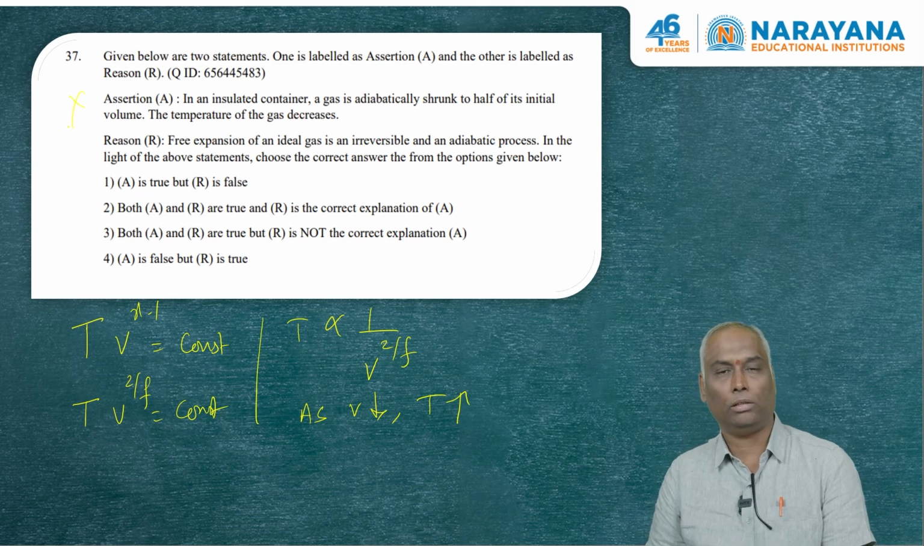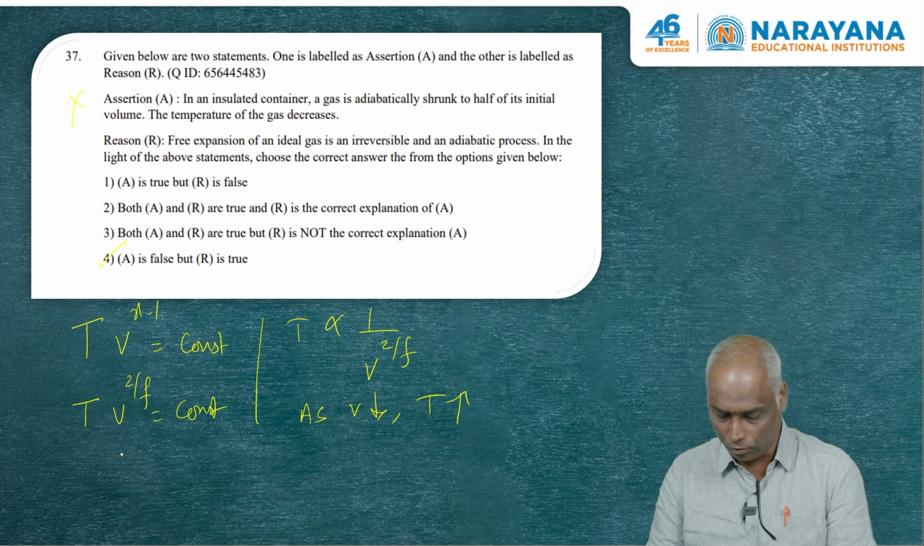What about statement R? Free expansion of an ideal gas is an irreversible and adiabatic process. So when it comes to free expansion, it is an adiabatic process. So statement A will be false and statement R will be true. So it should be option 4.